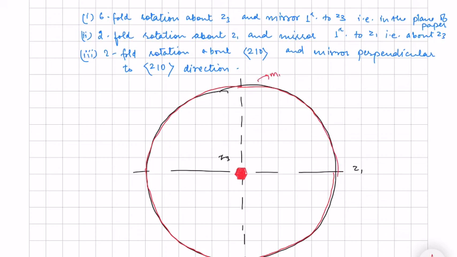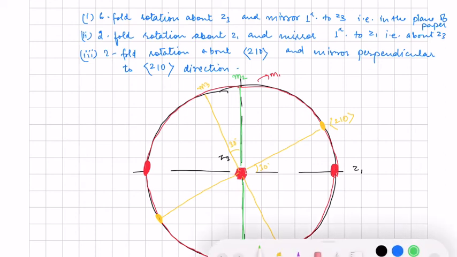Now 2-fold rotation about Z1. So this is your 2-fold. And mirror perpendicular to Z1. So this becomes your mirror M2. Now 2-fold rotation about 210. So 210 is at 30 degrees to this. So this is your 210. So you have a 2-fold rotation here and mirror perpendicular to this. So this is 60. So this is your mirror. This is your mirror 3. Okay.